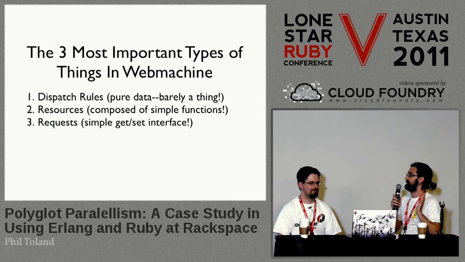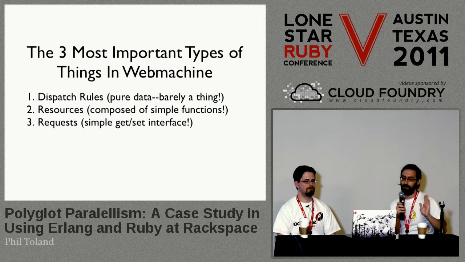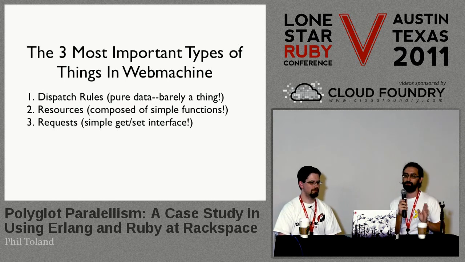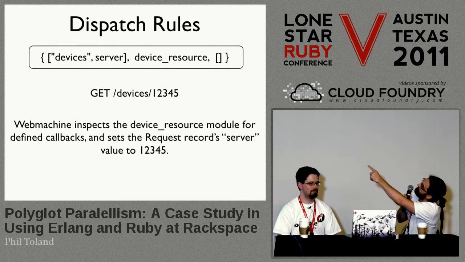There are 3 important types of things in Web Machine, right? Dispatch rules, which are pure data, resources, which are just composed of simple functions, and then requests. Now, a dispatch rule is kind of like Rails routing. You've got a tuple there, and it has 3 elements in it.